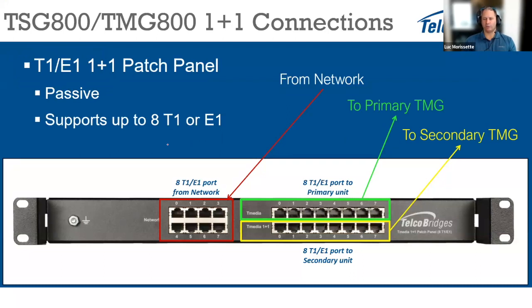If you look at the patch panel itself, you see that there are only connections in the front of the patch panel. It supports up to 8 T1E1 from the network, 8 ports, to the primary unit, 8 ports, and to the secondary, 8 ports. Okay, so you see Tmedia 1+1, and network. Again, these are passive patch panels, so there's no other connection required on those systems.